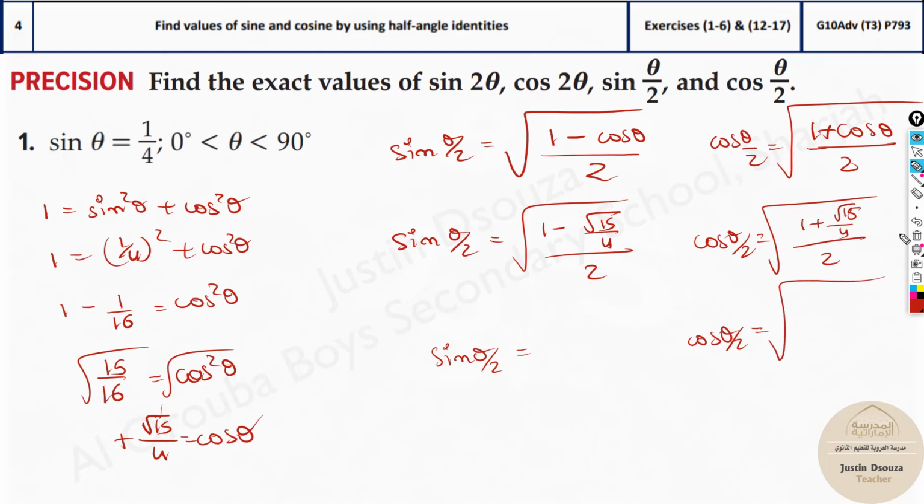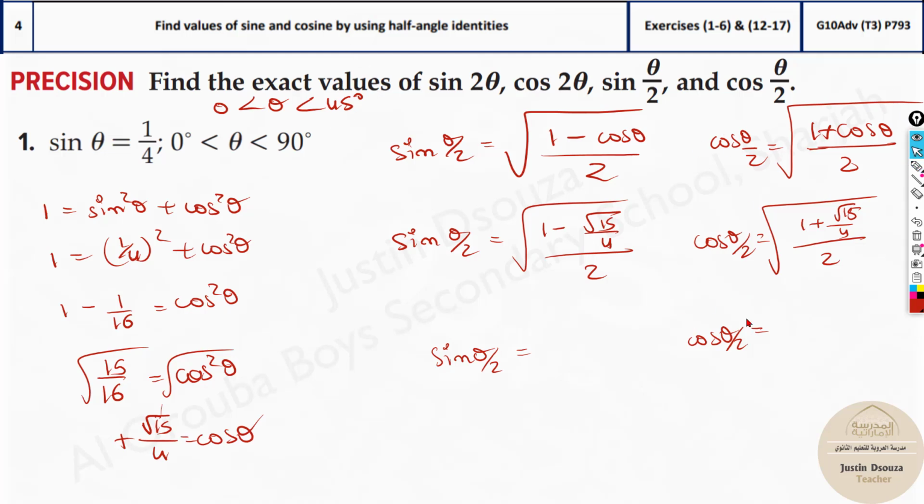Sorry, not the square root. This is the answer. But now, what is the condition over here? What is the theta condition? For half angle, theta is greater than 0 but less than 45 degrees. That's the first quadrant, so there is no problem at all in this.